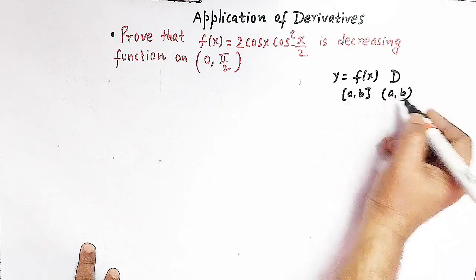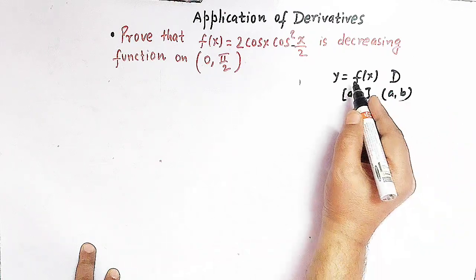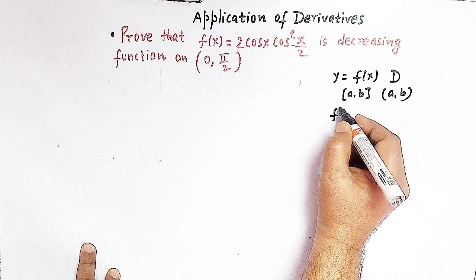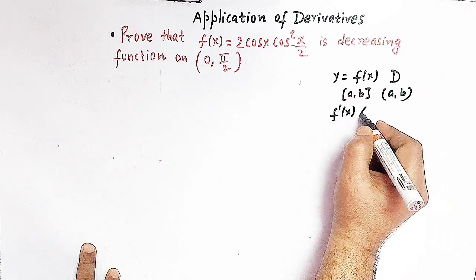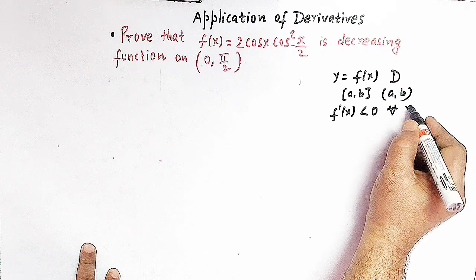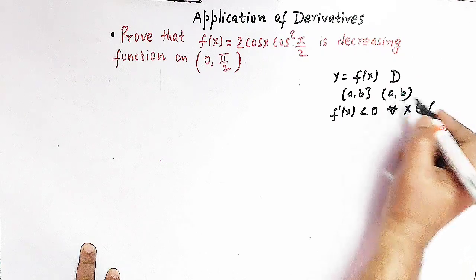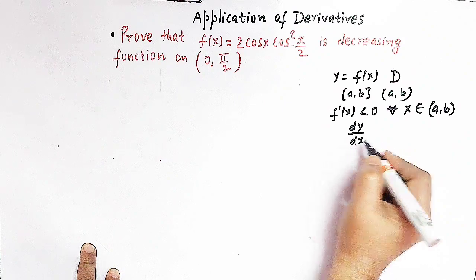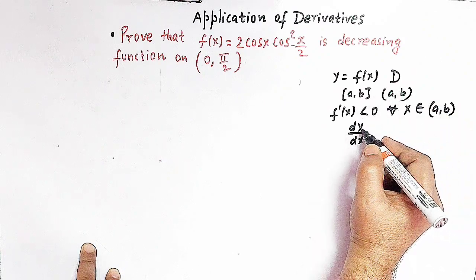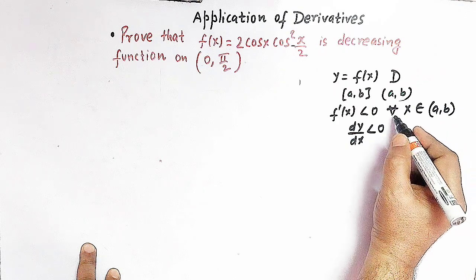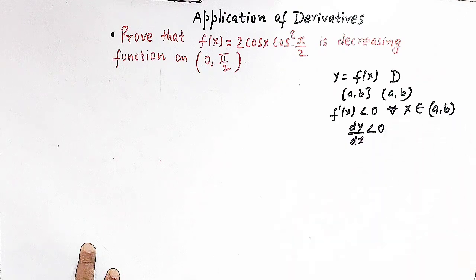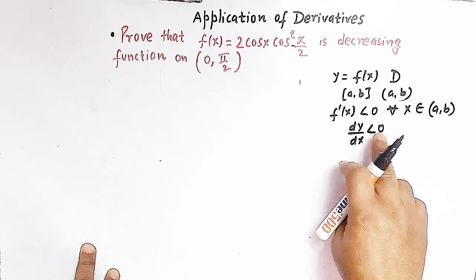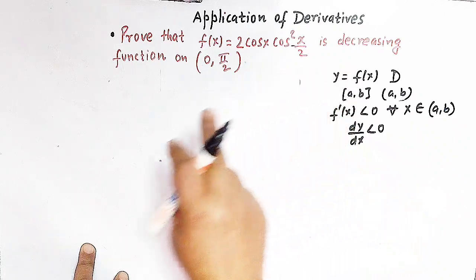and it is derivable in the open interval a comma b, then this function is said to be a decreasing function if the derivative, that is f prime of x, is less than 0 for all x belonging to this interval, that is a comma b. So dy over dx has to be a negative quantity, or it is less than 0 for all x belonging to a comma b. So here we'll utilize this definition of decreasing function.